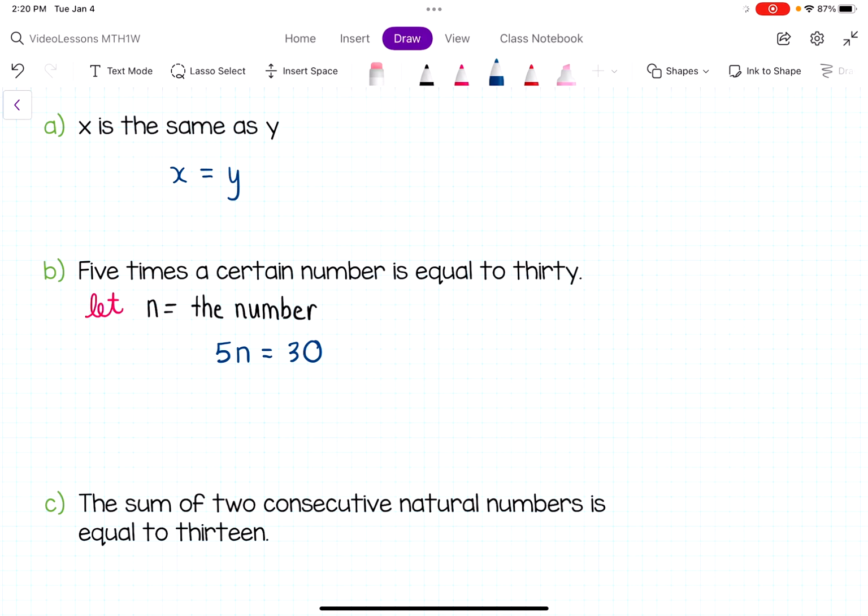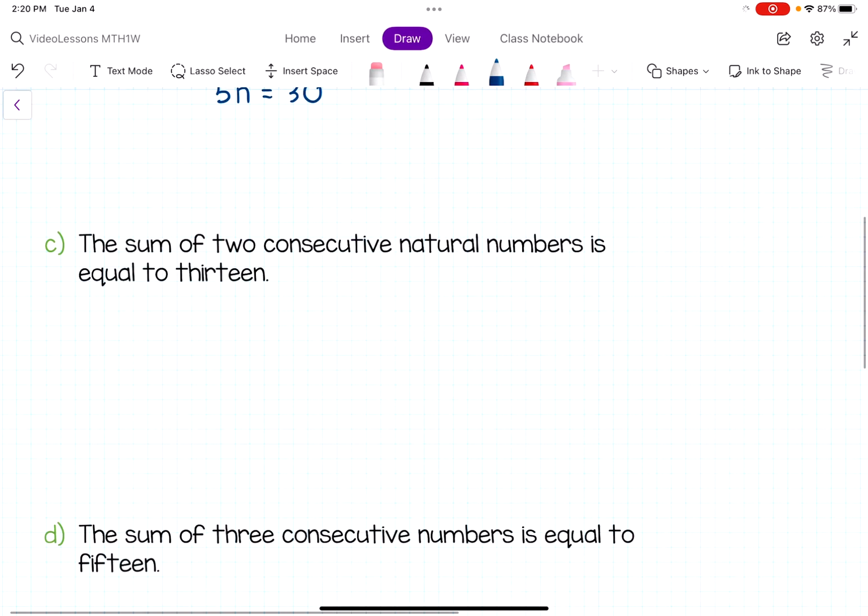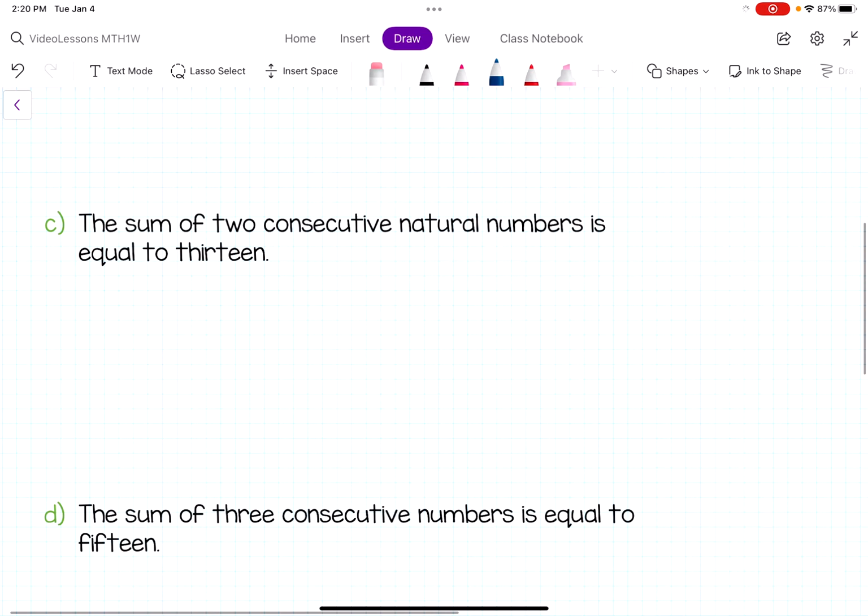Now, just remember, you have to define your variable, okay? And you don't have to use n. You can use anything else. It doesn't matter. All right, the next one. The sum of two consecutive natural numbers is equal to 13. Now, remember, natural numbers are your numbers from 0 and up.